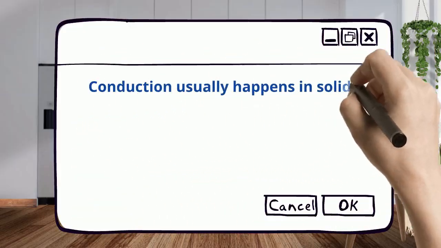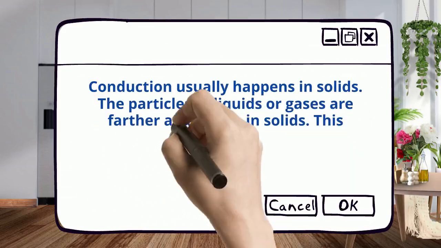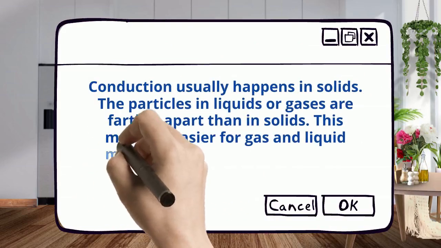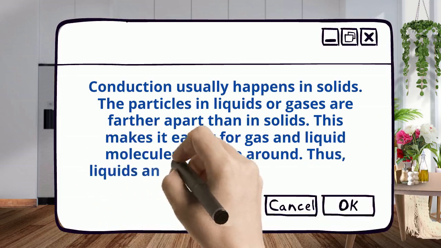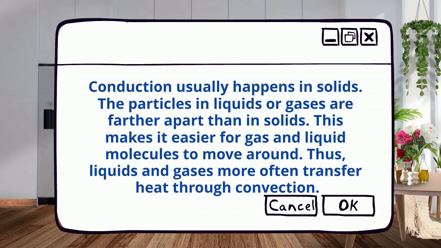Conduction usually happens in solids. The particles in liquids or gases are farther apart than in solids. This makes it easier for gas and liquid molecules to move around. Thus, liquids and gases more often transfer heat through convection.